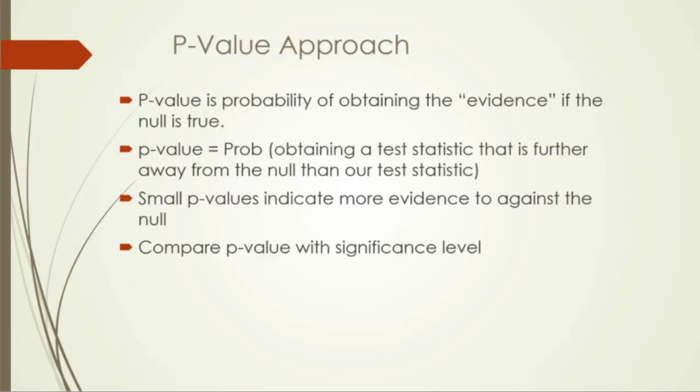In the p-value approach, we compute a p-value that is a probability of obtaining our evidence if the null is true. More specifically, the p-value is equal to the probability of obtaining a test statistic that is further away from the null than our obtained test statistic from the data. If the p-value is very, very small, that means it is unlikely for us to obtain our test statistic if the null is true. This actually means the null is unlikely to be true and we find evidence to reject the null. Once the p-value is determined, we will compare it with alpha. If it is smaller than alpha, we would consider it as being small enough to reject the null.